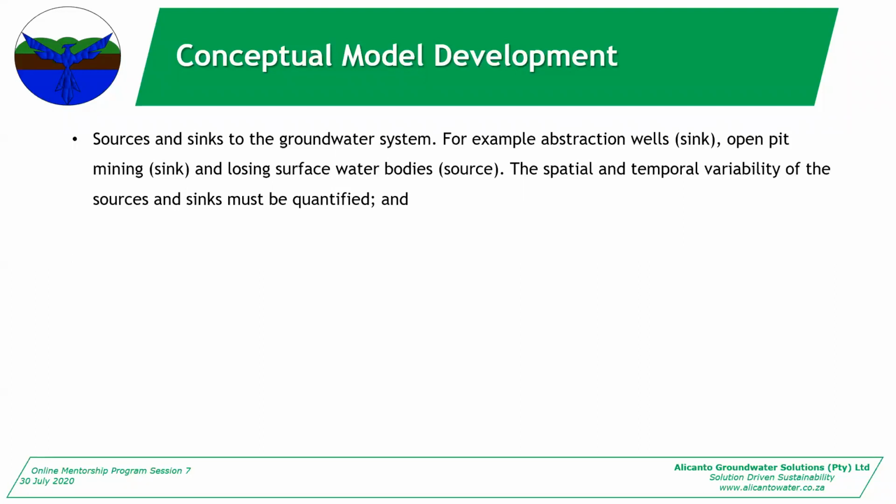That includes your abstraction wells, which is a sink. Then your open pit mining, which is also a sink. Losing surface water bodies, where water is going from the surface water body into the groundwater system, that would be a source. And then you need to get the spatial and temporal variability of the sources and sinks and quantify those. So that's where it's important to understand perennial versus non-perennial rivers, base flow versus no base flow rivers. All of those things impact on your groundwater system, so they need to be understood and included in your conceptual model.